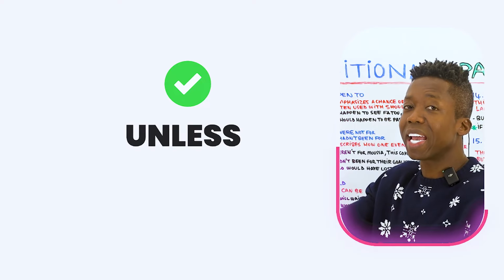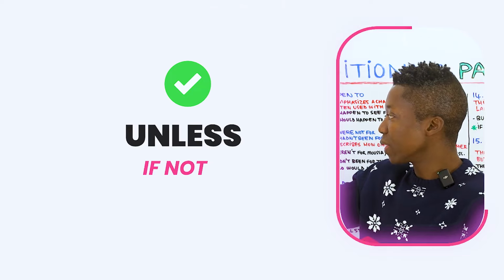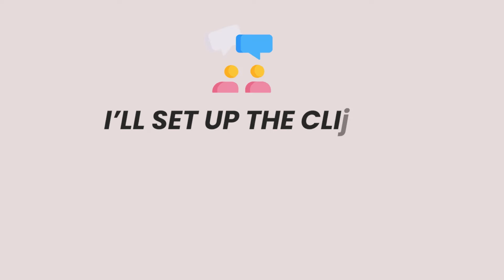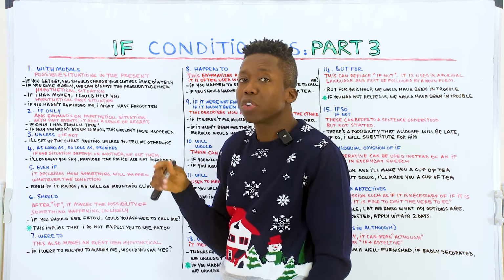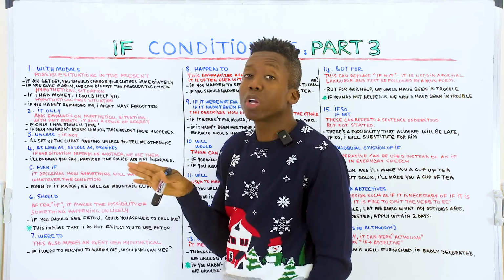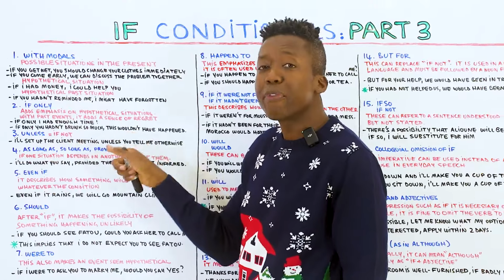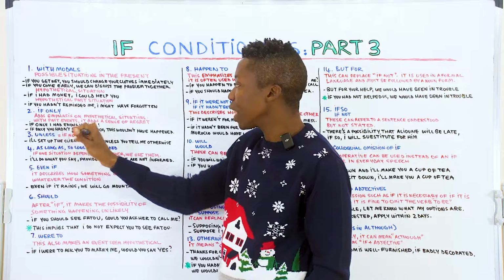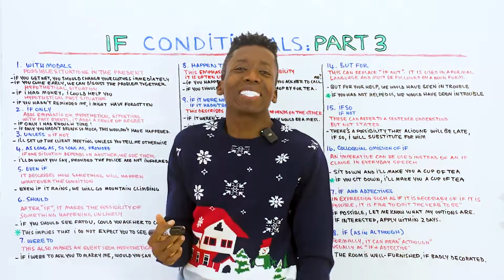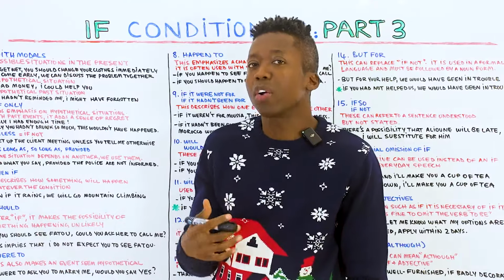Number 3, unless. We can use unless to imply "if not." For instance, I'll set up the client meeting unless you tell me otherwise. Meaning that if you don't tell me to set up the client meeting, I will not set it up, okay? But I will set it up if you don't tell me not to set it up. So unless is "if not." Start making sentences with unless. It's actually very, very easy to do, okay?